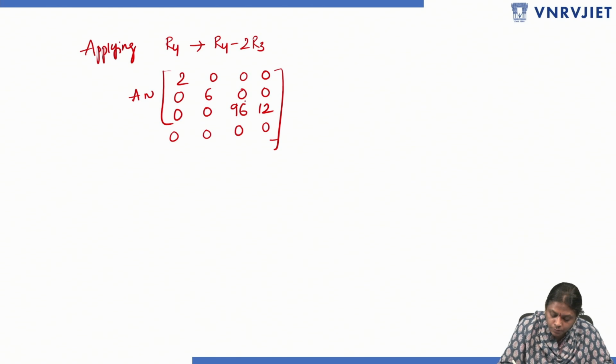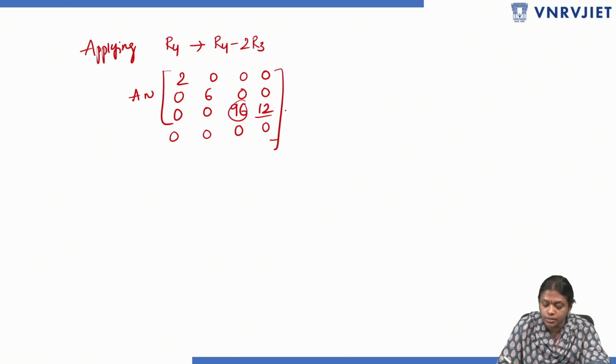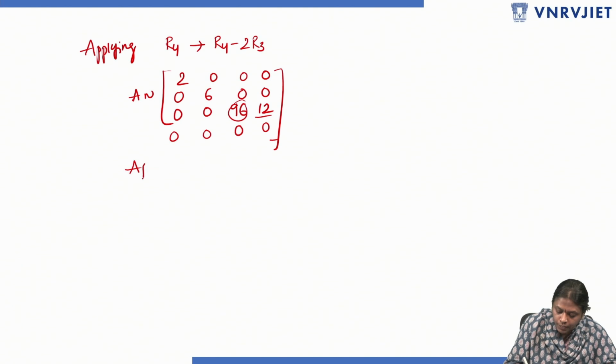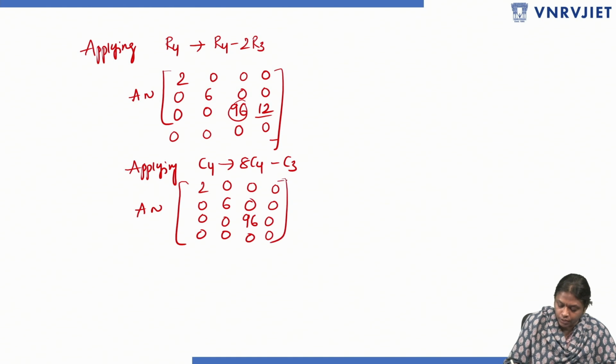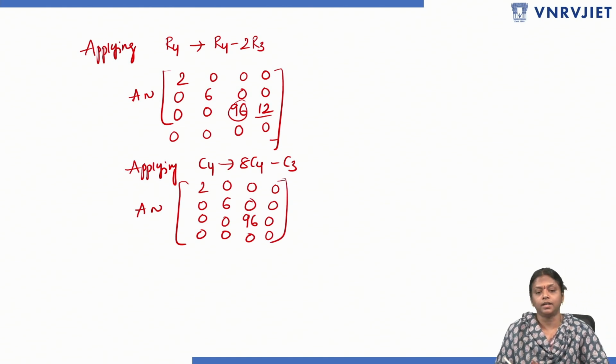Now implementing the above operation, you will be getting this element as 0. Now with the help of this element, I need to make this element equal to 0. So what is the column transformation I need to implement here? C4 tends to 8C4 minus C3. Now this is approximately equal to, write the first three columns as it is: 2, 0, 0, 0, 6, 0, 0, 0, 0, 96, 0. Now this is 0, this is 0. Now this becomes 0 and this is 0. If you observe, except the diagonal elements, the upper triangular matrix and the lower triangular matrix, all elements are zeros.